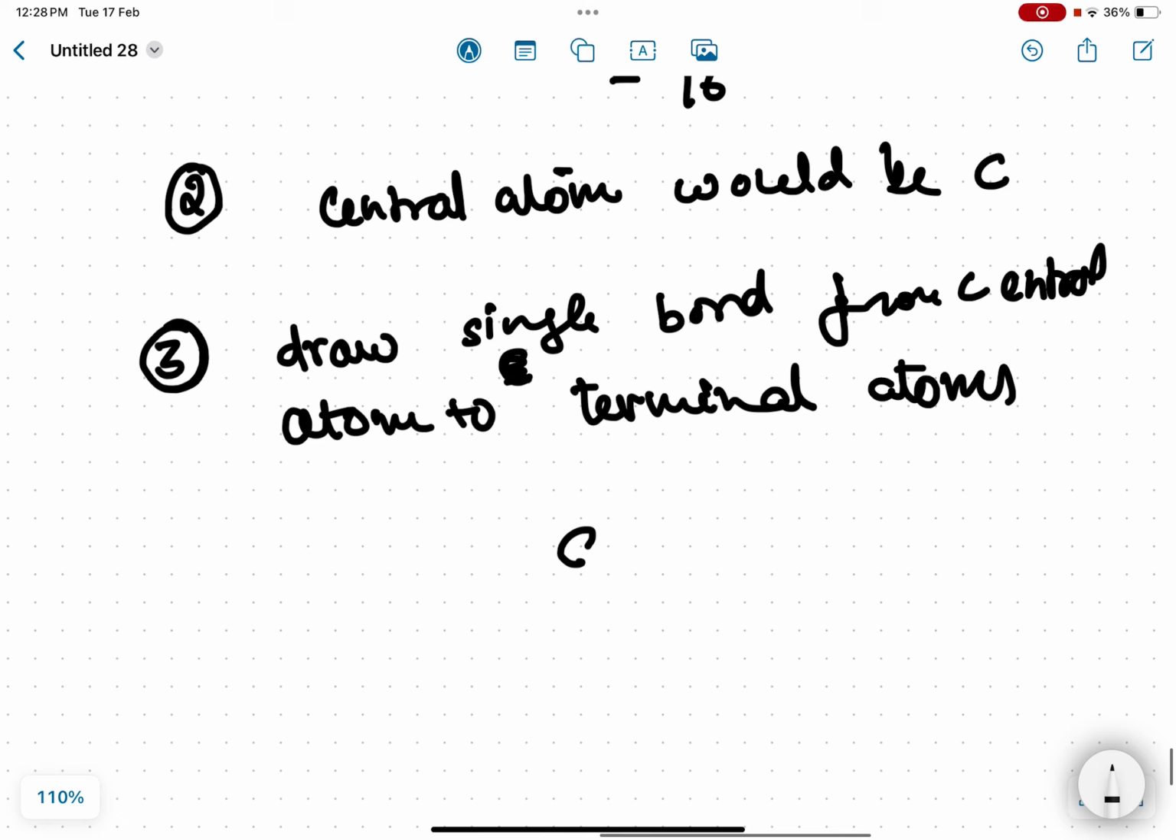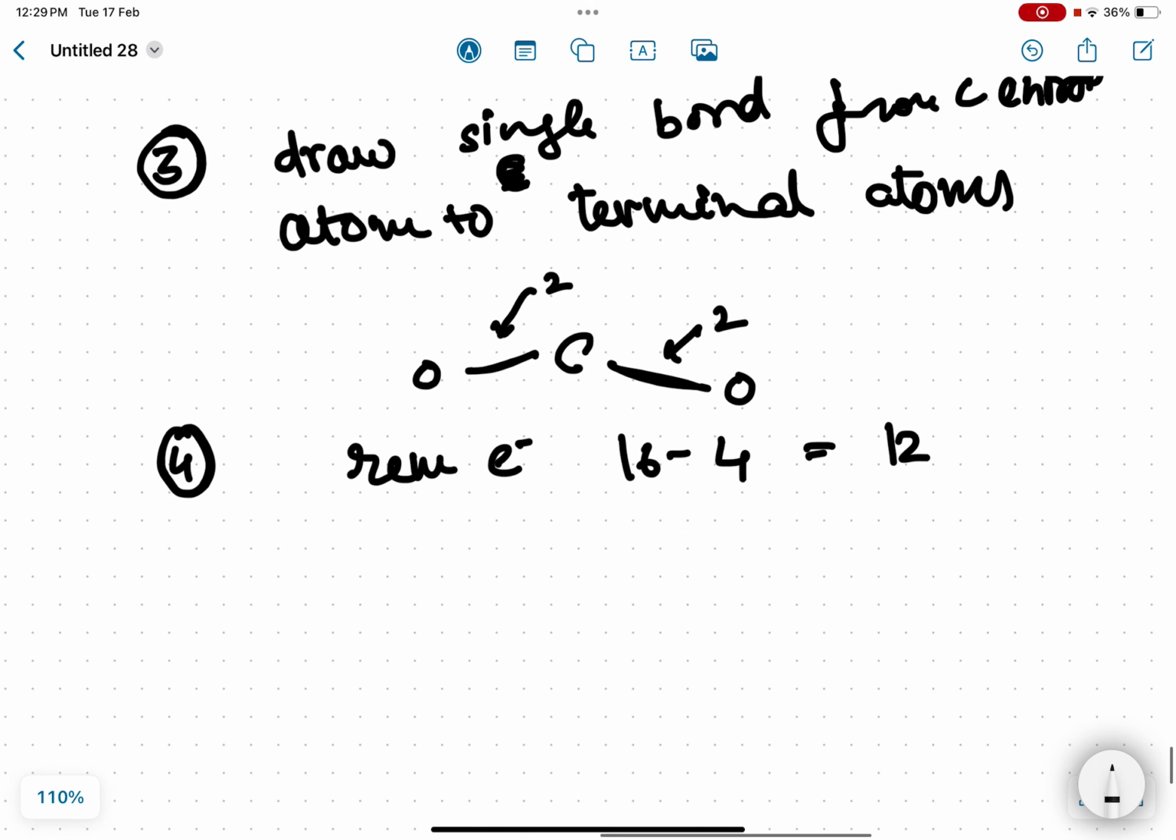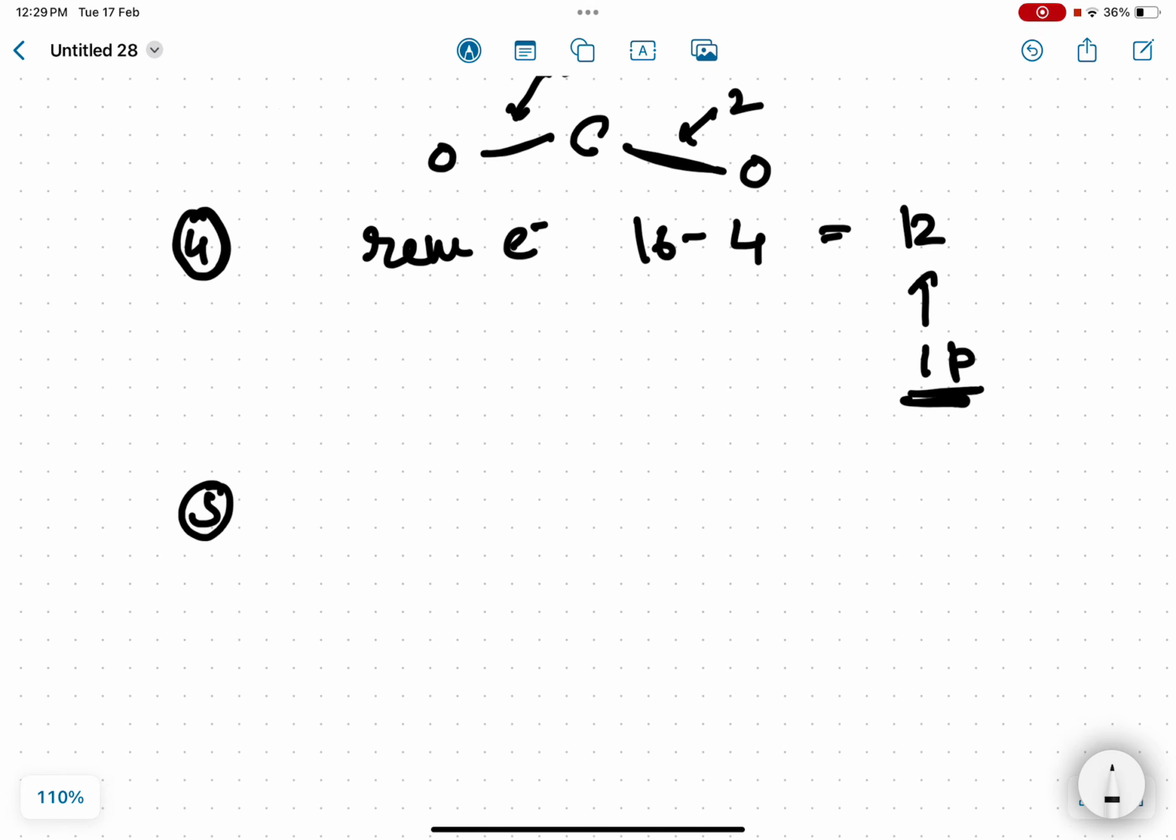Now since it's carbon dioxide, let's draw this. Fourth step, put the remaining electrons as lone pairs. So remaining electrons would be 16 minus 4, 2 here, 2 here are already used, so 12 electrons. These 12 electrons we can put as lone pairs. So six lone pairs.